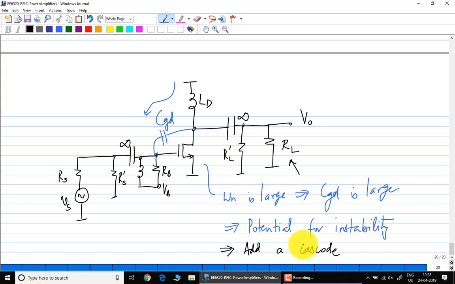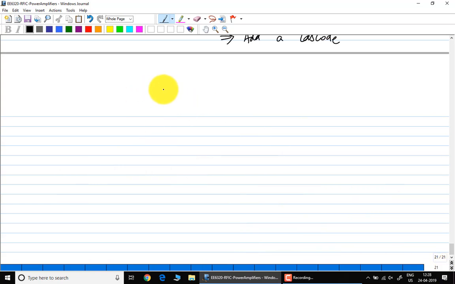So cascode is a much simpler way to solve this problem, but with a downside, which is that the output swing limit gets affected. So now let us see how to fix that, or let us see how to improve the output swing limit at least. So now I'm going to add a cascode.